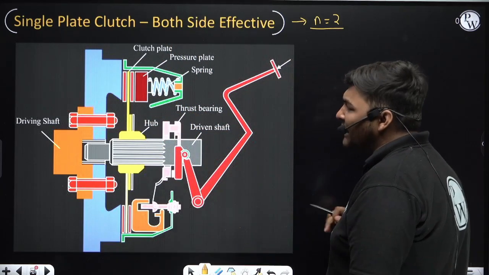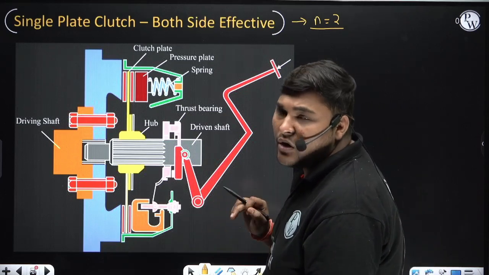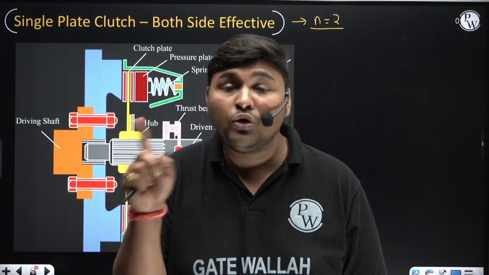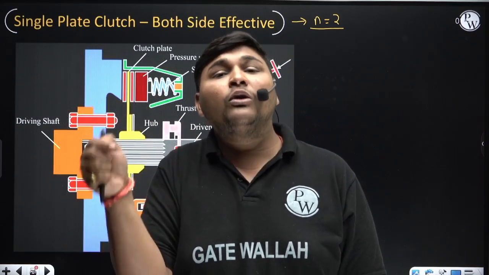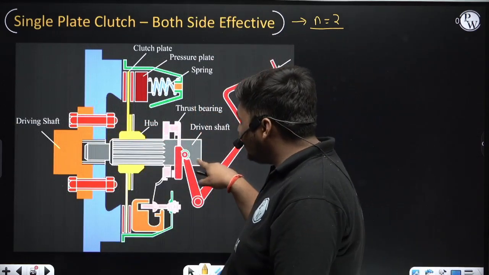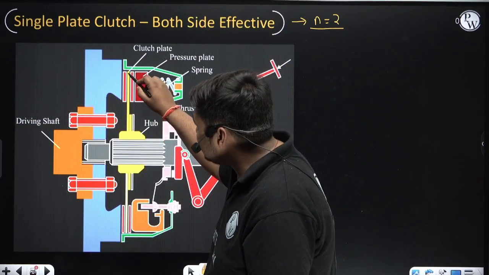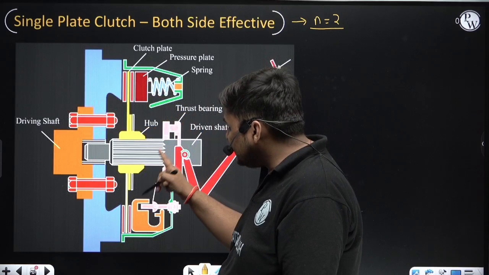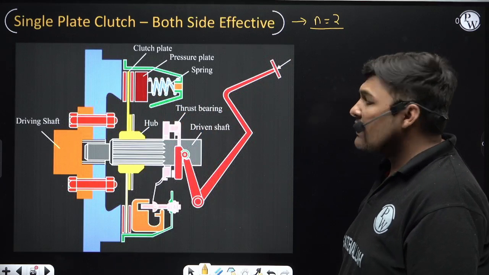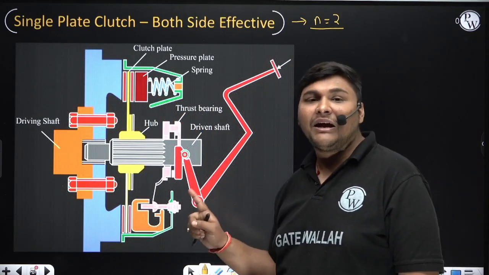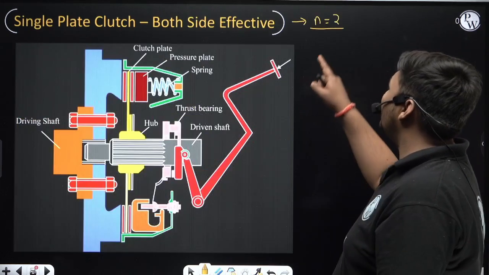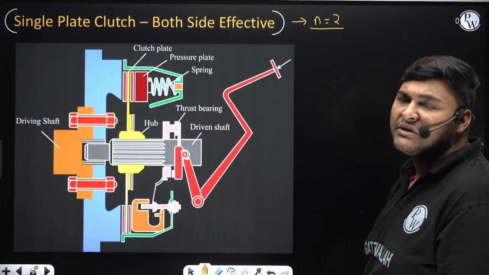But why is this clutch known as a single plate clutch? I already explained: if the number of plates on the driven shaft, not the driving shaft, is 1, then that clutch is known as a single plate clutch. Here this shaft is the driven shaft, and you can see the yellow plate is the clutch plate. We have mounted only one plate on this driven shaft, so this is a single plate clutch. To explain why in this case the number of pairs of contacting surfaces is 2, I am using this diagram.